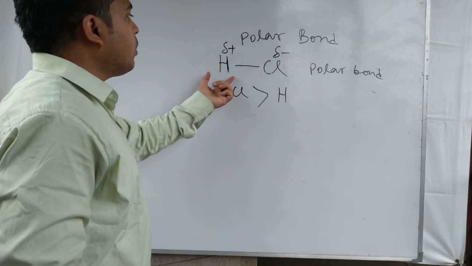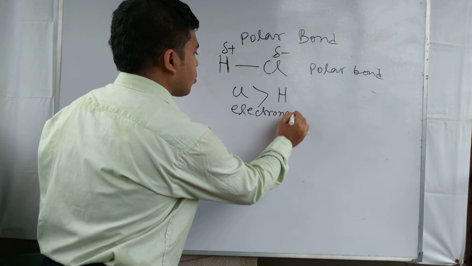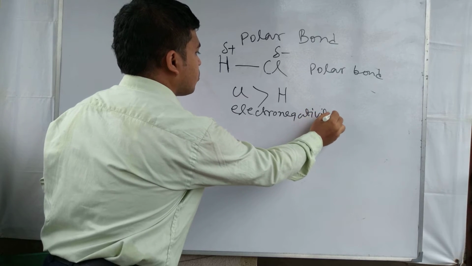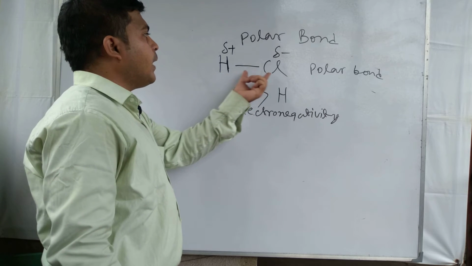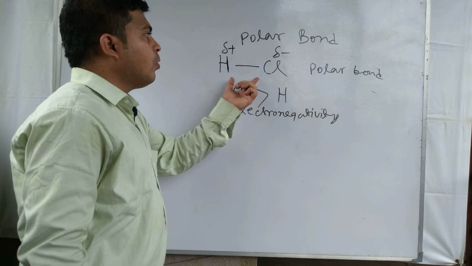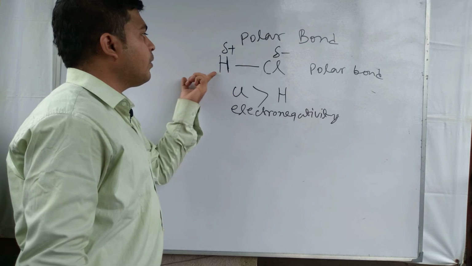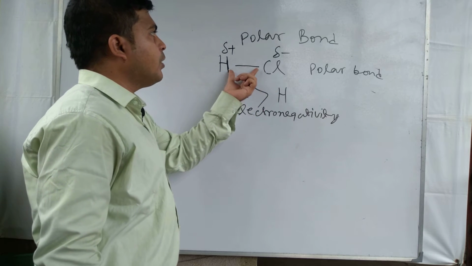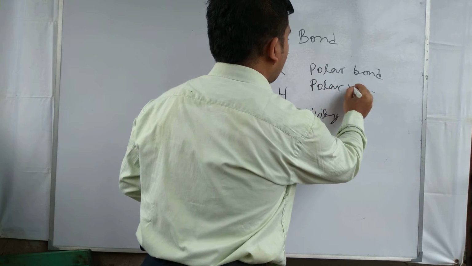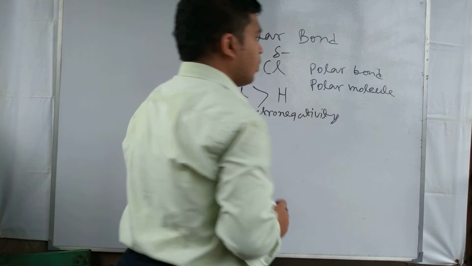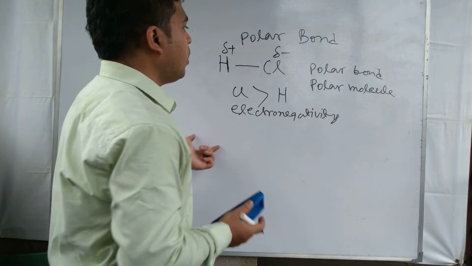Due to the electronegativity difference, with chlorine more electronegative than hydrogen, chlorine gets a partially negative charge, delta minus, and hydrogen a partially positive charge, and the bond becomes a polar bond. The molecule that contains a polar bond is called a polar molecule, so therefore the molecule is a polar molecule.